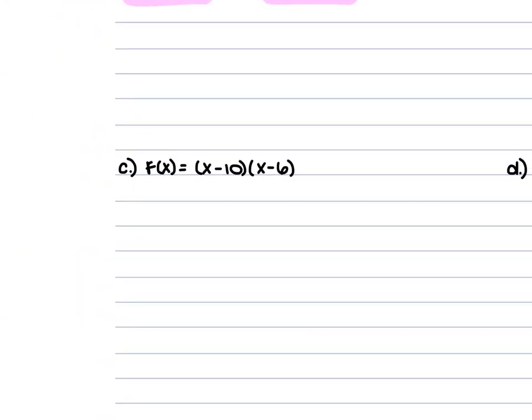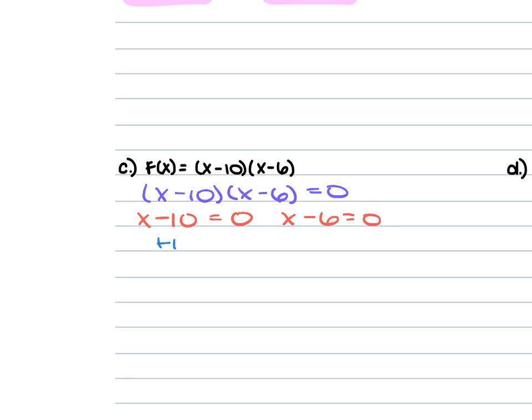For C, we're given f of x is equal to x minus 10 times x minus 6. So this is going to be rewritten as x minus 10 times x minus 6 is equal to 0. So set these both equal to 0. So x minus 10 is equal to 0, x minus 6 is equal to 0. Solve for x. So we're going to add the 10 over. We get x is equal to 10. We're going to add the 6 over. We get x is equal to 6.